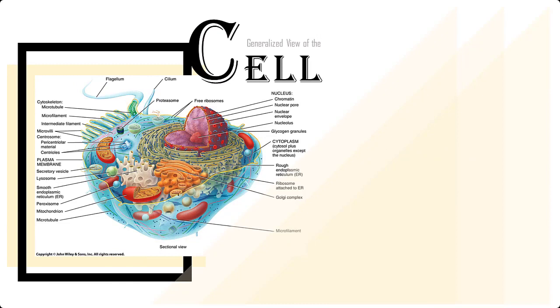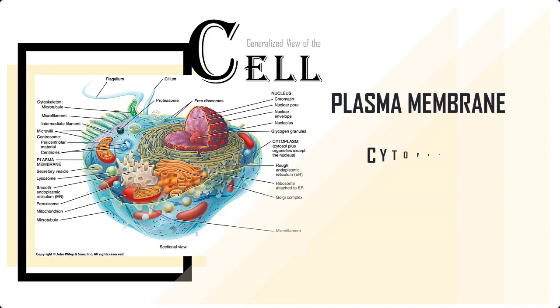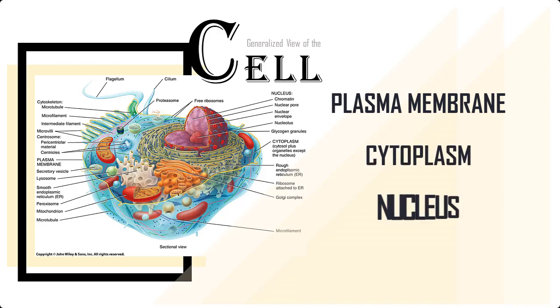In this video, we will focus specifically on the human eukaryotic cell. And there are 3 major parts of the cell, and that is the plasma membrane, the cytoplasm, and the nucleus.